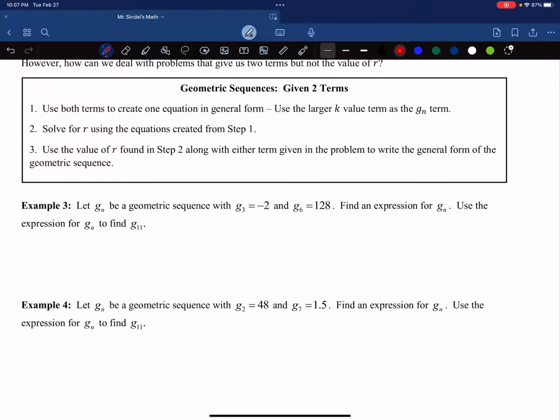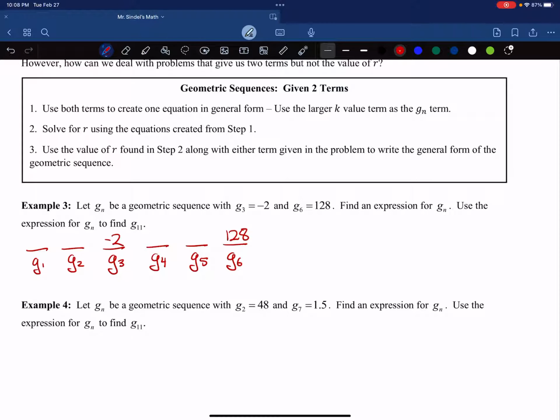I have 6 values. 1, 2, 3, 4, 5, 6 values. This is going to be g sub 1, g sub 2, g sub 3, g sub 4, g sub 5, and g sub 6. We happen to know that g sub 3 is -2. We happen to know that g sub 6 is 128. That's all the information we're given. We need to somehow find a common ratio from this.